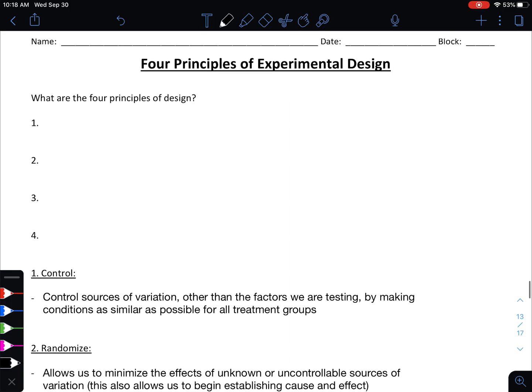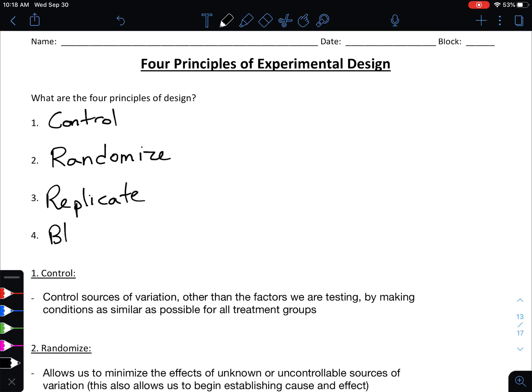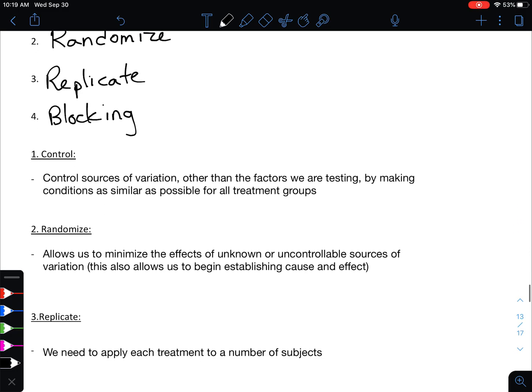The first is what's called control. The second is that we're going to have some form of randomization. So we are going to randomize. The third is that we need to be able to replicate. And the fourth is that we need to consider using some form of blocking. So let's go into a little bit more detail about what each of these is.